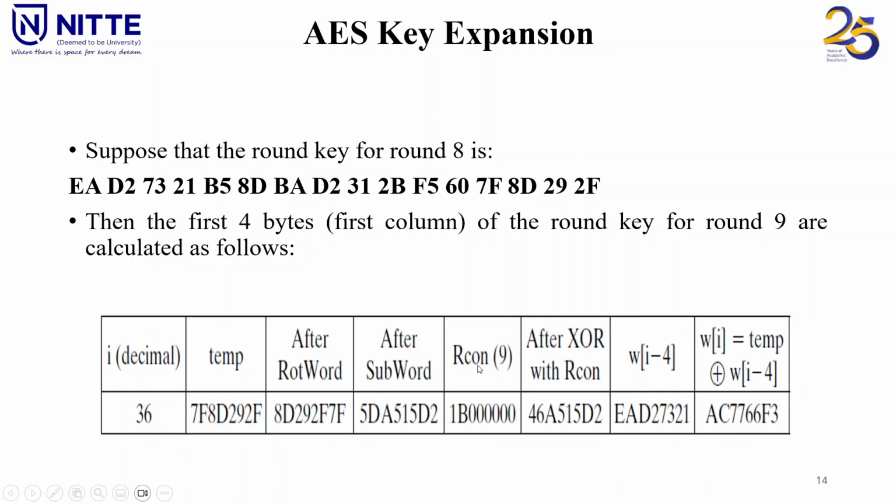Now I will go on performing the XOR operation. After the substitution of the word, whatever the value is, we have to perform the XOR operation of it with the round constant value. Once we are done with that, I will be able to get W i minus 4. So the i value is 36, minus 4 means 32. So that is the very first word, EAD27321. We make use of it and perform the XOR operation, so I will be able to get the first word for the next round. Similarly, if you go and perform the same, I will be able to get the next 4 words for round 9.